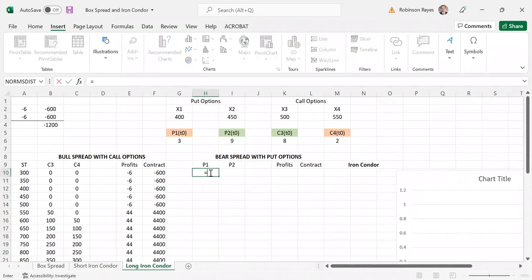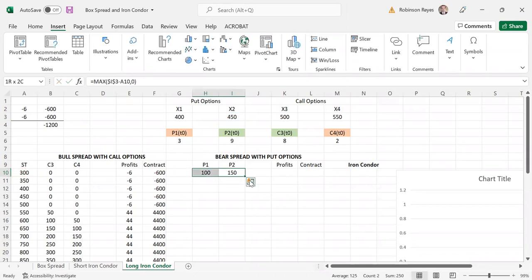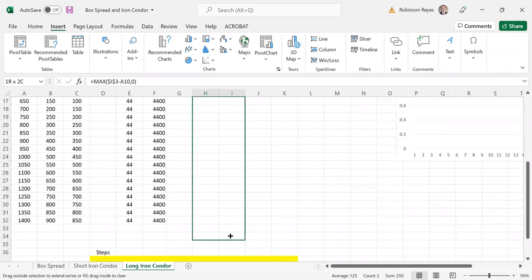Let's first calculate the intrinsic values of these put options because this is a bear spread. Well, let's just get the intrinsic values first, right? P1, so that would be strike X1, max of strike X1 minus the stock price, comma 0. And then P2, max of strike X2, we lock this one, minus stock price or 0. And then we can scroll these two down.